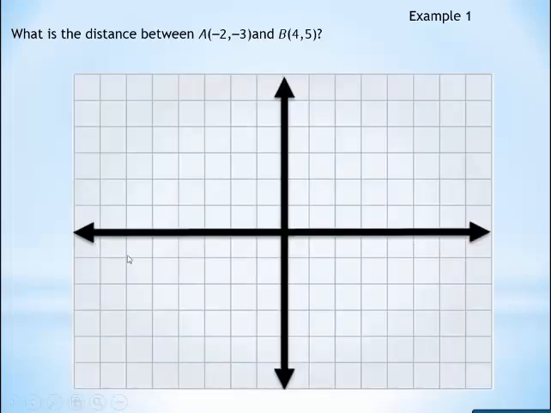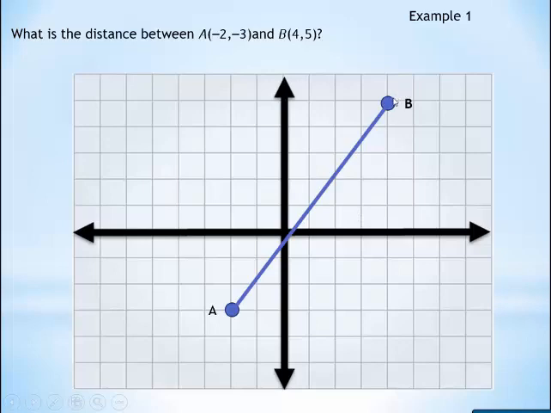So if I were going to graph these on a coordinate plane, I would need to graph A, which would be left 2, down 3. And then I would need to graph B, which is right 4, 1, 2, 3, 4, up 5. Now, you can't just count these because they're diagonals. You can only count lines that are straight up and down.